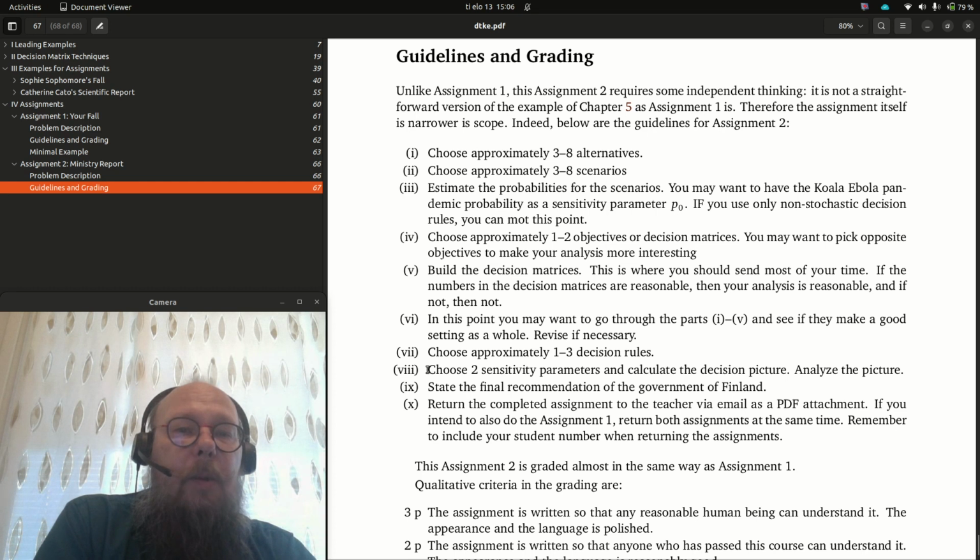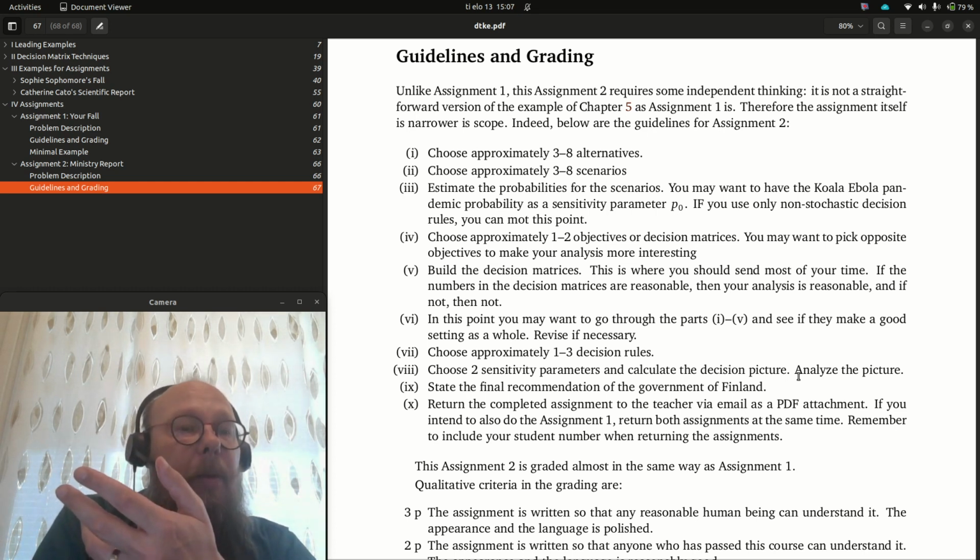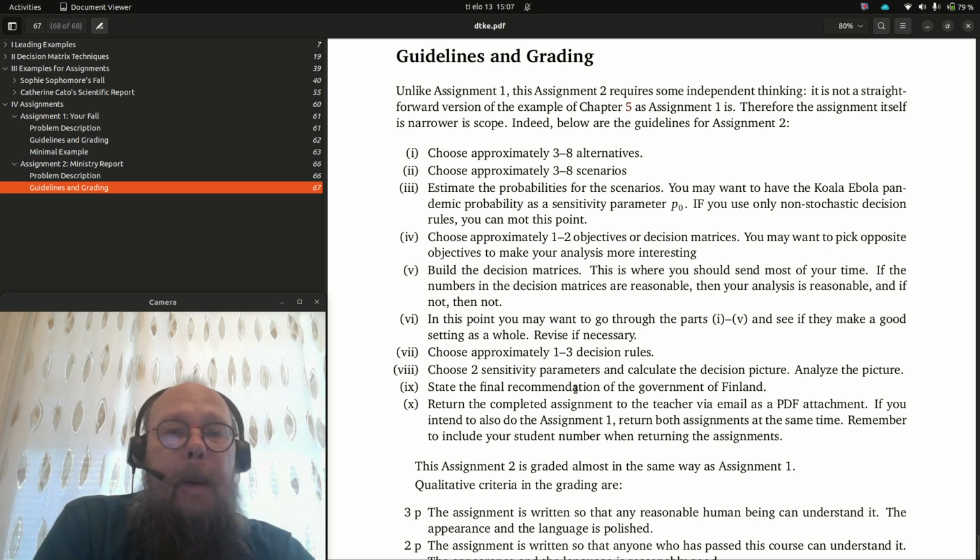And this is basically precisely what happens to point 8. So you choose 2 sensitivity parameters and calculate the decision picture. Analyze the picture with few words. So of course the picture says more than 1,000 words, so the solution of the problem is strictly speaking the picture, but it's good to analyze a little bit what does the picture say. Then, since this is a report, state the final recommendation for the government, not of the government, but for the government of Finland. Sorry, there are a lot of typos in this text.